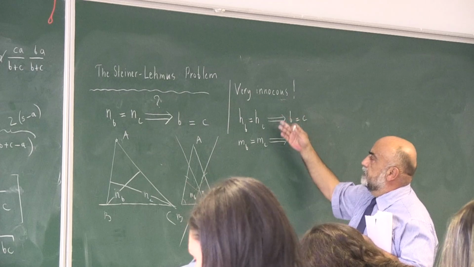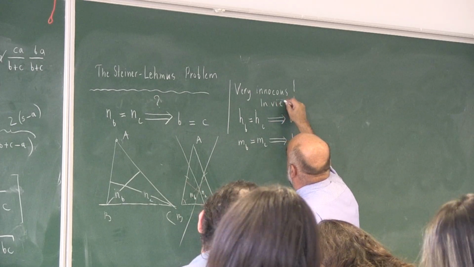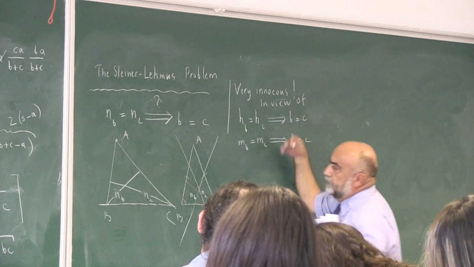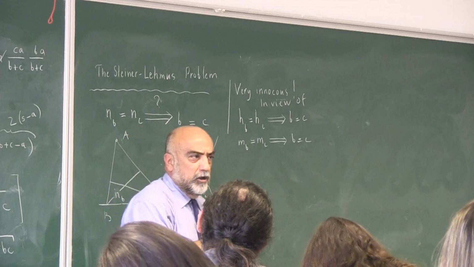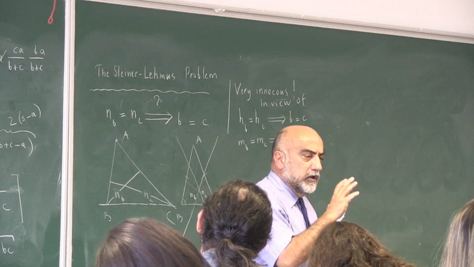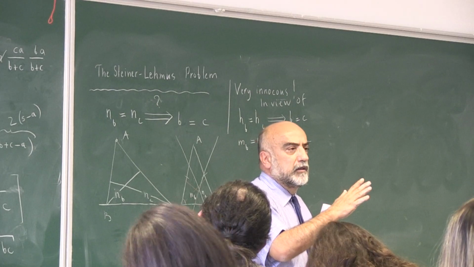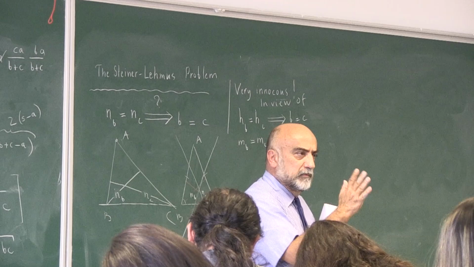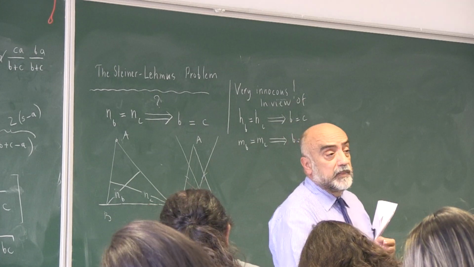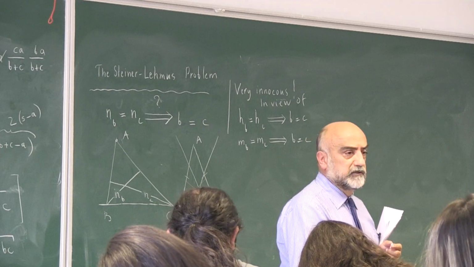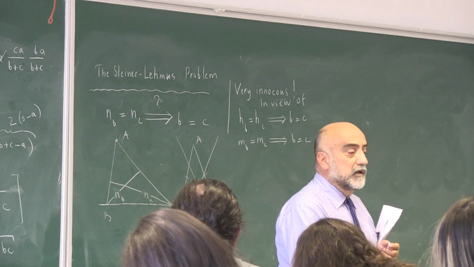So in view of these facts, you would rather expect that in a triangle in which the internal angle bisectors at B and C are equal in length, that triangle must be isosceles. B and C must be equal. Well, it turned out that the problem was terribly hard. You can't solve it by elementary means.